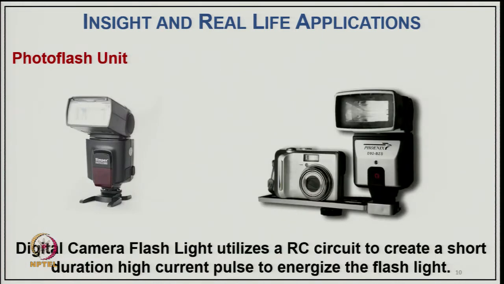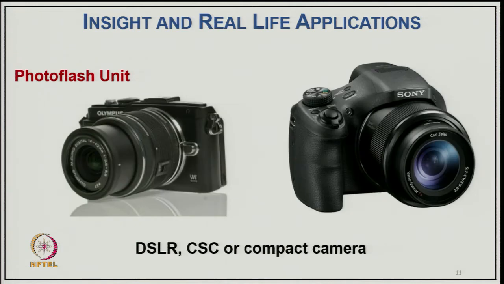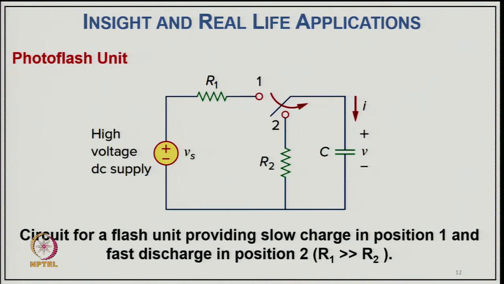Another example is the photo flash unit, as you can see typically with a camera. Digital camera flashlights utilize an RC circuit to create a short duration high current pulse to energize the flashlight. Another example is the flashlight in DSLR, CSC or compact cameras. In different cameras we have a flashlight, and the basic principle for a flashlight is the same as the delay circuit.